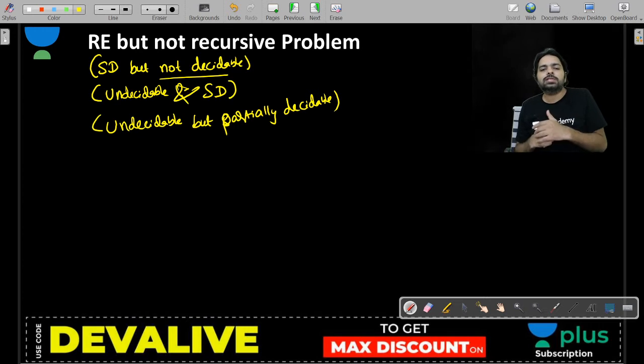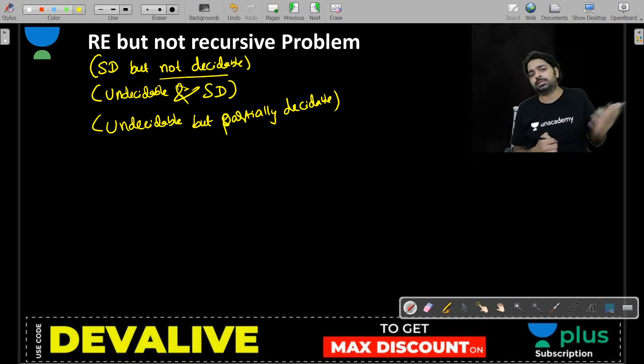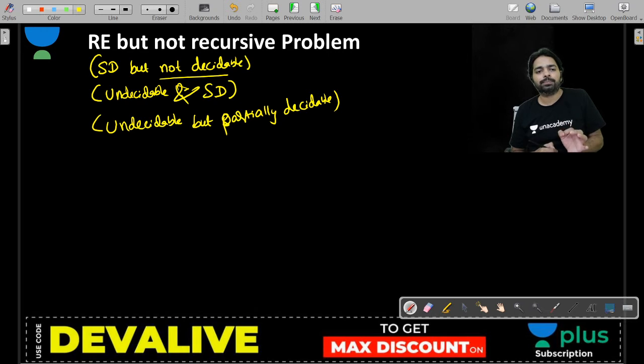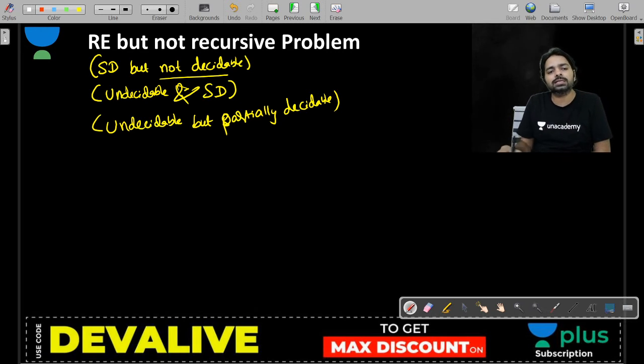And what is the meaning of this problem, guys? If the problem is decidable, you have a halting Turing machine to solve that problem. A halting program is there. Right? But when you say RE but not recursive, we will never have a halting program. That algorithm we don't have. We just have a program. What does that mean exactly?